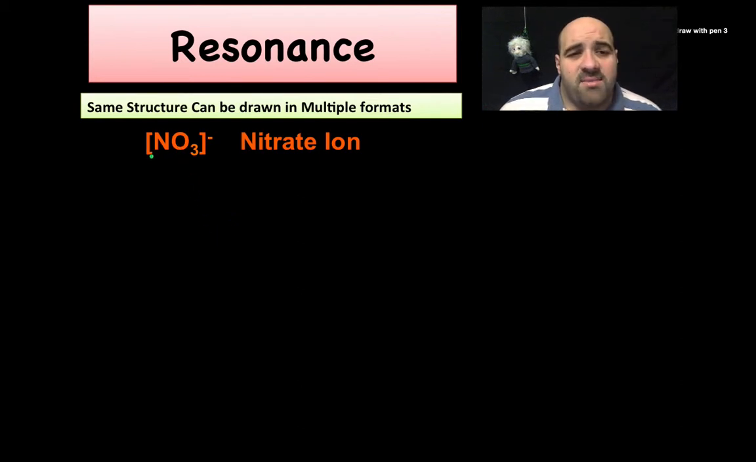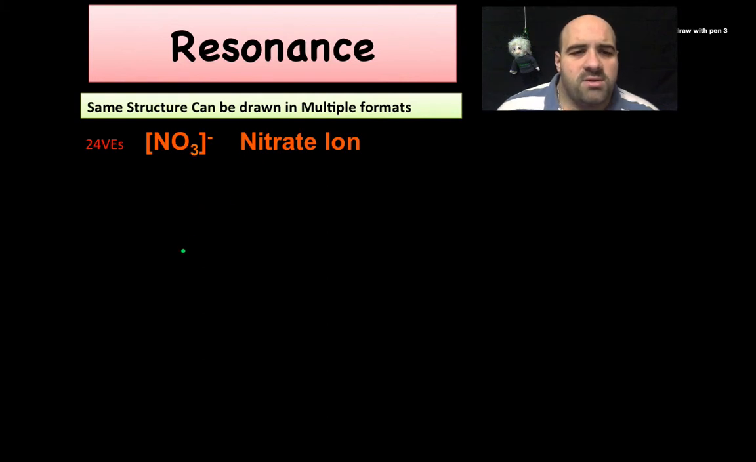Nitrogen has how many valence electrons? 5. Each oxygen has 6. 6 times 3 is 18. And, of course, it gained an additional electron. The negative charge means it gained an electron. So, 5, plus 18, plus 1, and we're going to end up with 24 valence electrons. So, we need to draw a Lewis structure with 24 valence electrons.